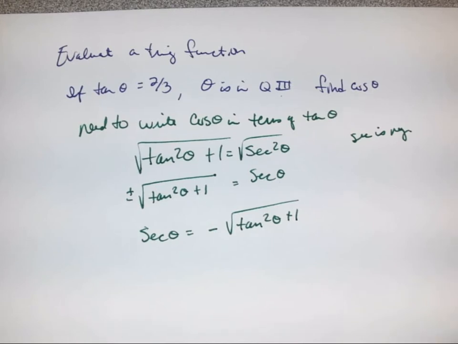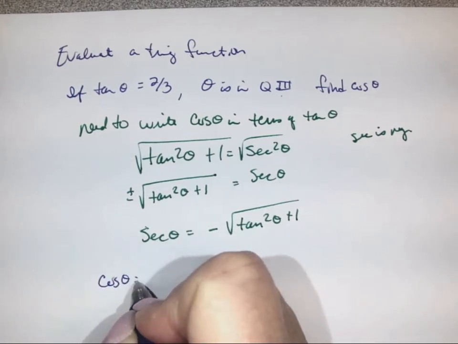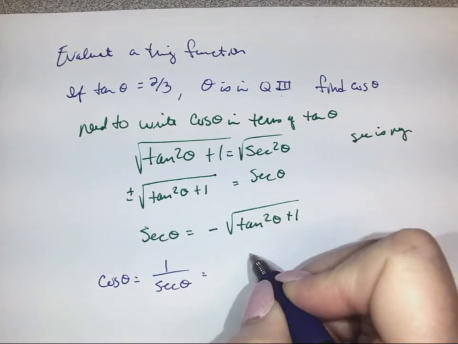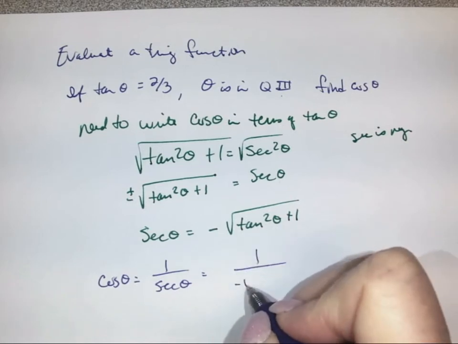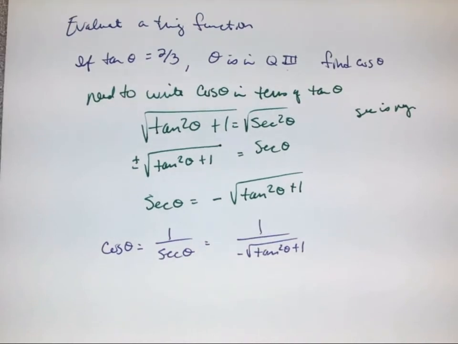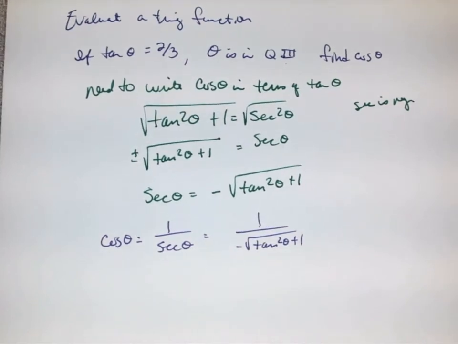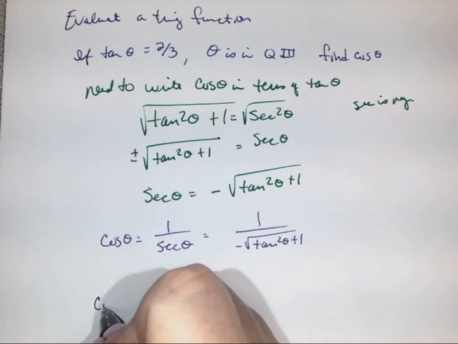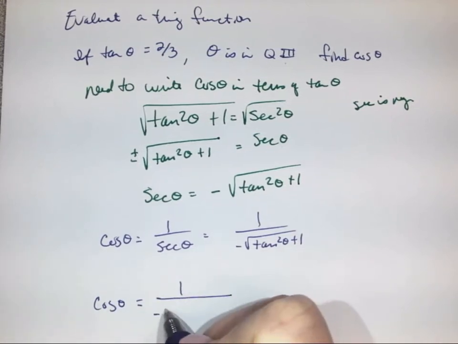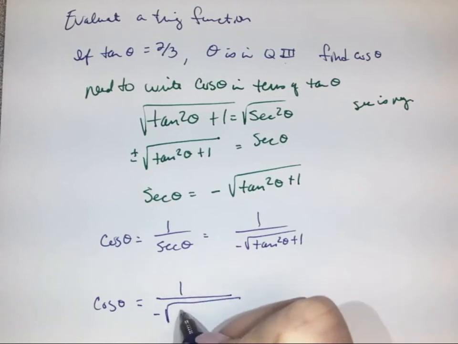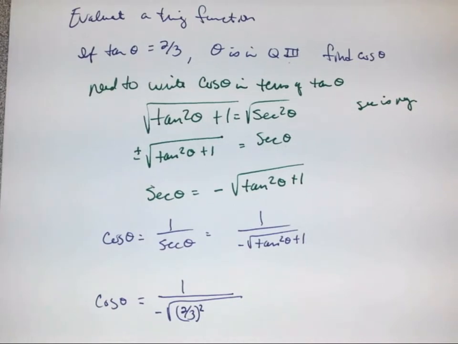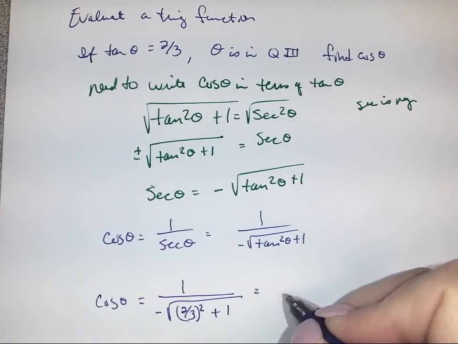So cosine theta would be equal to 1 over secant theta, which would be equal to 1 over that negative square root of tangent squared theta plus 1. So that's where we can use that identity to figure out what we need. So that means our cosine theta would be equal to 1 over the negative of the square root of 2/3 squared, because that's what our tangent theta is equal to, plus 1.